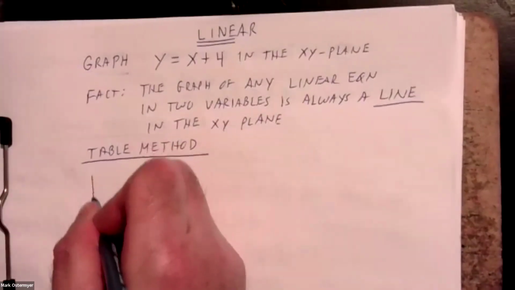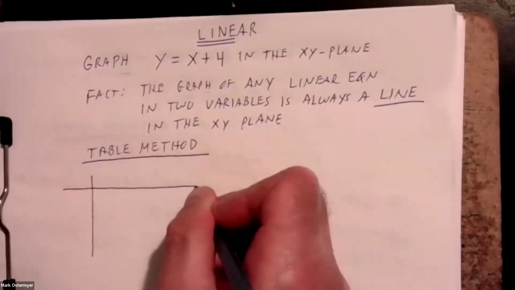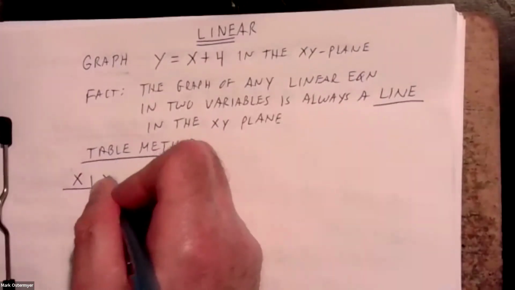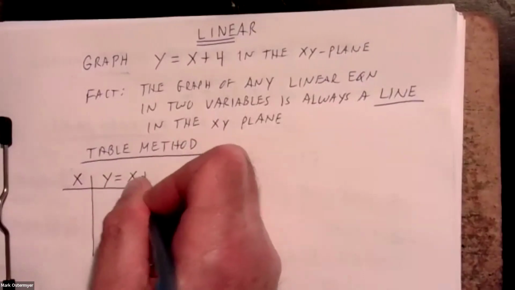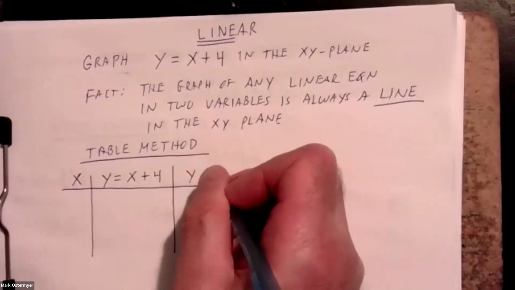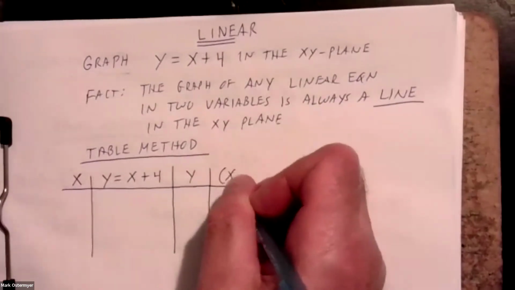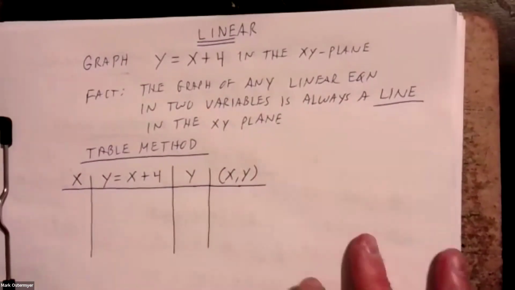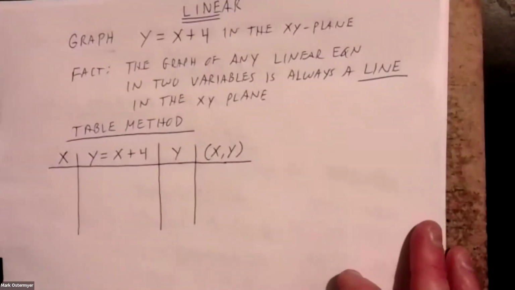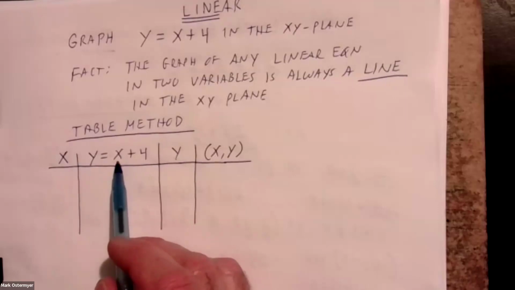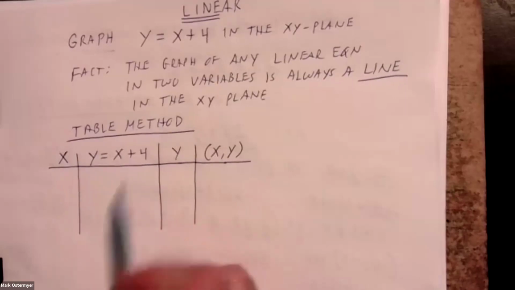As the name suggests, we make a table. My first column is going to be called the X column. My second column is going to be called my equation column. My third column is going to be called my Y column. And my fourth column is going to be entitled my ordered pair column, X comma Y. Now here's how it works. Ladies and gentlemen, we can choose any numeric value for X, but whatever we choose for X, we must substitute it into the equation for the X variable and then solve for Y.